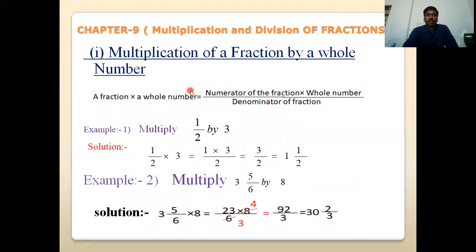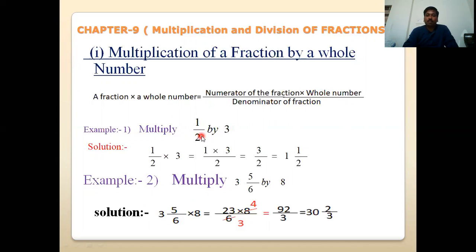Now let us take the first topic, multiplication of a fraction by a whole number. If it is the multiplication of a fraction by a whole number, it means one is a fraction and another number will be a whole number. Now how can we solve this type of question? We will use a rule. This is the formula: a fraction into a whole number is equal to the numerator of the fraction into the whole number, divided by the denominator of the fraction.